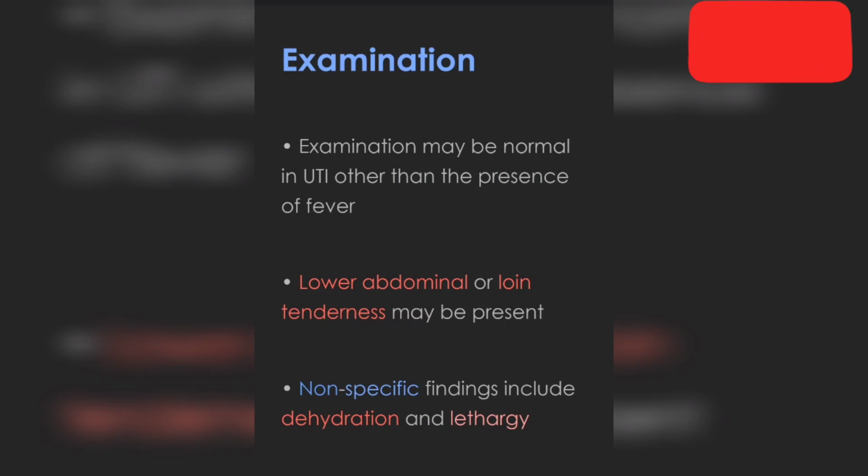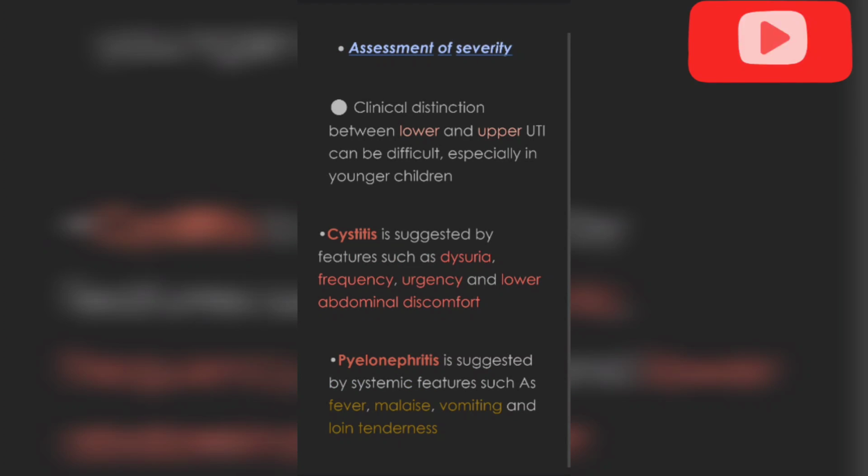So the next step is the determination of severity of UTI. We can assess the severity of UTI by identifying whether it is an upper UTI or a lower UTI. Basically, the clinical distinction between the upper and the lower UTI can be difficult, especially in younger children.